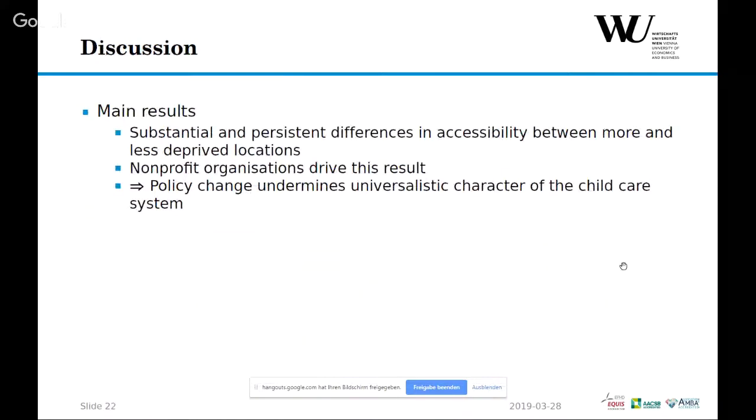So to summarize the project quickly, we find substantial and persistent differences in accessibility between more and less deprived locations, and nonprofit organizations drive this result. And we think that a policy change towards an increased role of nonprofit organizations in provision undermines the universalistic character of the childcare system in Vienna.